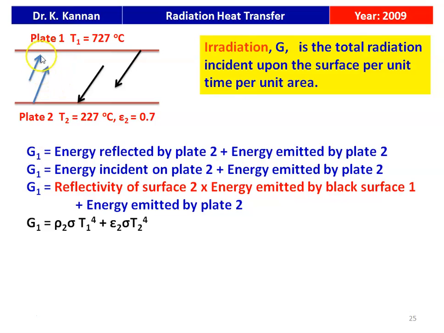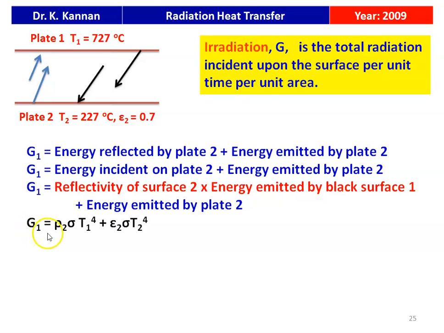So, the energy incident upon the surface 1 is equal to energy reflected by the surface 2 plus energy emitted by the surface 2. So, that is the first statement, energy reflected by the plate 2 plus energy emitted by the plate 2. What is energy reflected by the plate 2? That is equal to the energy incident on the plate 2 times reflectivity, plus energy emitted by the plate 2. So, the second part is as it is. What is energy incident on the plate 2? Energy incident on the plate 2 equal to reflectivity of the surface 2 into energy emitted by the black body 1. So, the energy from the first surface is falling onto the surface. Because of the reflectivity, only a portion is reflected by the surface. So, the portion reflected equal to reflectivity of the surface into energy emitted by the black surface 1.